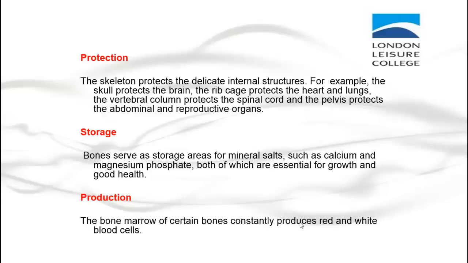So the bone marrow of certain bones constantly produces red and white blood cells. Now, what is the difference between red and white blood cells? Well, the red blood cells are the ones that carry oxygen to our muscles to help us perform movement. White blood cells help us fight infections. That's the distinction between the 2.